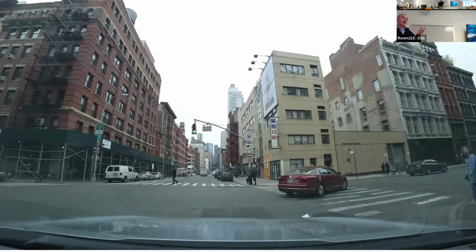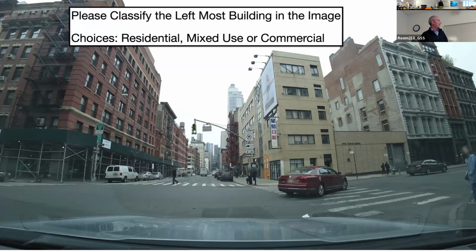I'm going to ask a couple of questions, some audience participation. This is a street view image from Mapillary. Mapillary is like Street View, but free for us to use, collected by people like you and me with videos in our cars. If I ask you to classify the leftmost building in this image as residential, mixed use, or commercial, what would you say? Hands up for residential: 1, 2, 3, 4, 5, 6, 7. Mixed use: 1, 2, 3, 4, 5, 6, 7. Commercial: so about 50-50, right?